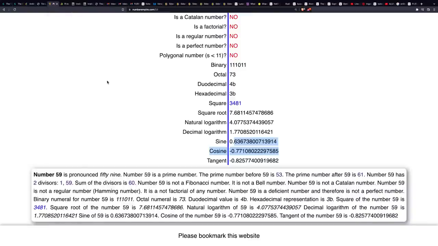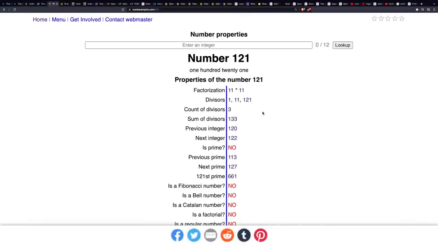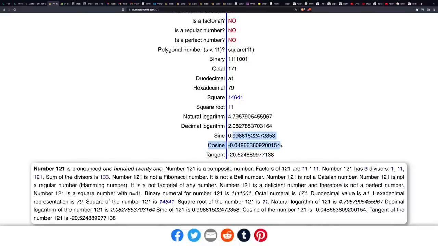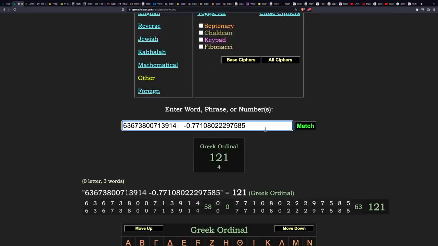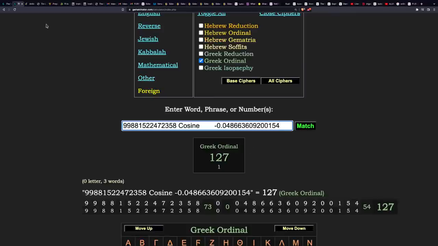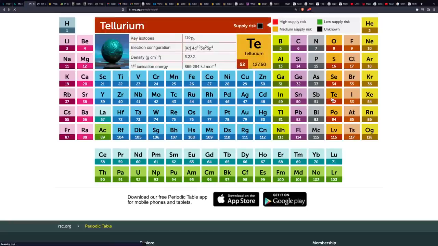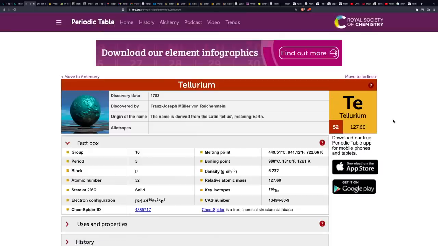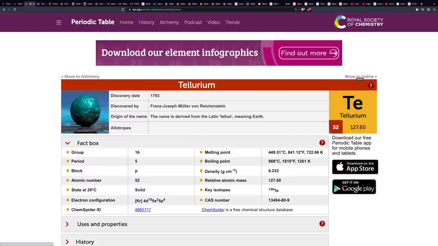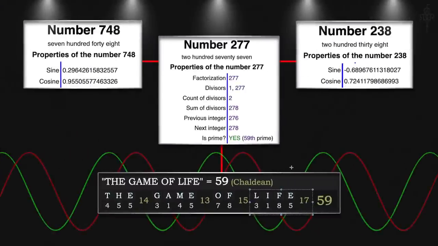And you can keep going with this. You can look at the 121 here, and we can do the sine and cosine wave of the 121. It's endless. Okay, so we do the same thing, put it here, and now we get the 127. What is the 127? Well, it's a prime number, but we go right back to the periodic table. It's tied to the element tellurium, which means earth. So you have antimony, the all-seeing eye, playing out through human beings on earth, which is the prison planet, which is magnetism and electricity. That's what all this stuff means. That's how simple this is with the sine and cosine waves. Okay? Just from the game of life in 59.